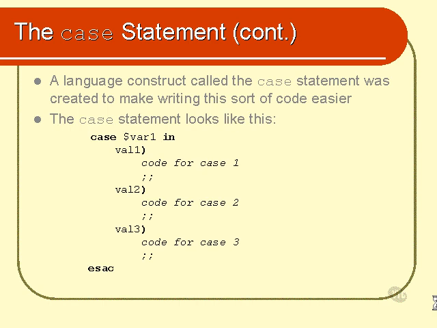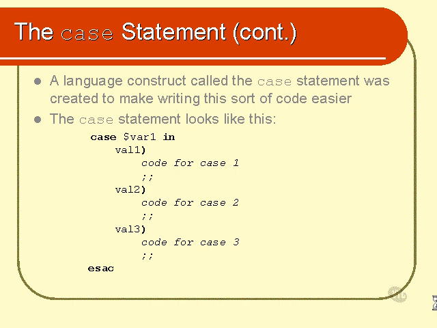We take our variable that we wish to compare to a bunch of values, and we put it in between the words case and in. And then for each of the different values that we want to compare it to, we put them on a line by themselves, and we put a round bracket after each option that we're comparing to. Then we put the code for that particular option. That might be several lines of code, that might be 100 lines of code, or it might be 0 lines of code. It doesn't really matter.